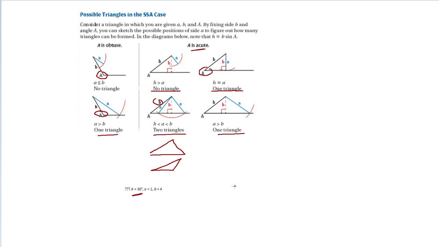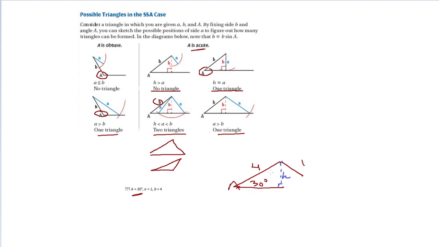Let's draw this triangle. So here we have 30 degrees. That's going to be angle A. The opposite side is going to be 1, and this side over here is going to be 4. All right, so let's determine what the possibility could be. Well, the first thing I need to find out is what the height is. Remember that's just a line straight down to the base, forming a right triangle. I need to know what this height is.